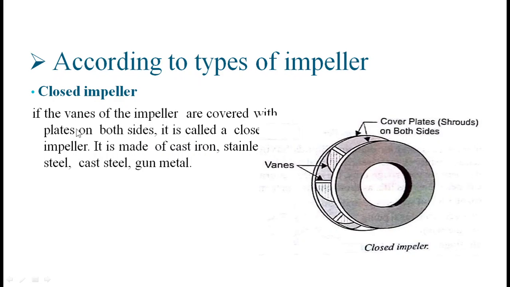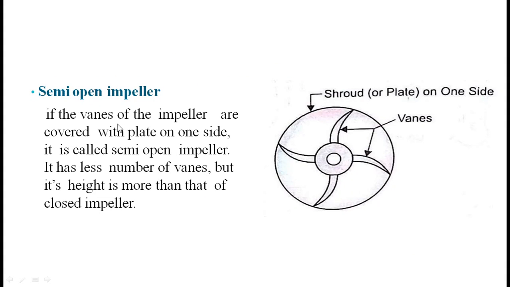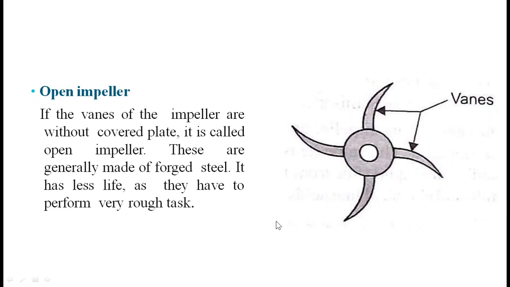Closed impeller: if the vanes of the impeller are covered with a plate on both sides, it is called a closed impeller. It is made of cast iron, stainless steel, cast steel, or gunmetal. The second one is the semi-open impeller. If the vanes of the impeller are covered with a plate on one side, it is called a semi-open impeller. It has fewer vanes, but its height is more than that of the closed impeller.